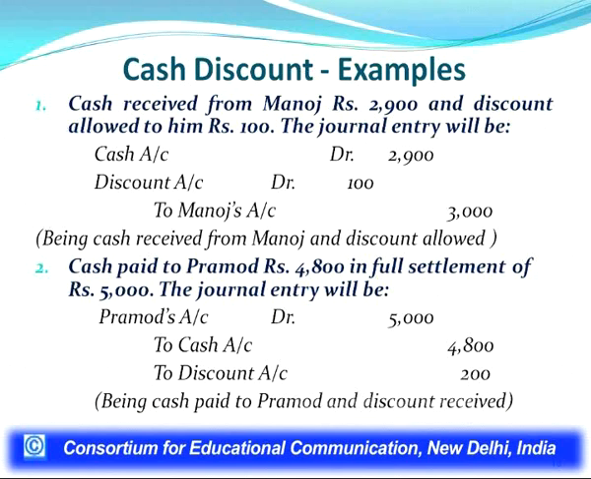So, the entry for this will be Pramod's account debit 5000, to cash account the paid amount, that is 4800, and to discount account. Discount account has been credited here because discount is a gain to the firm. So, the debit and credit amounts are both equal in total. So, these are the examples of cash discount.